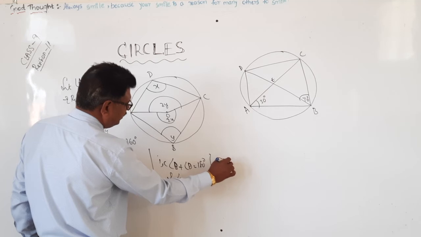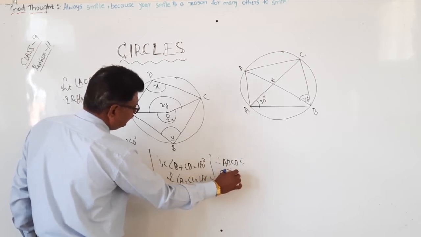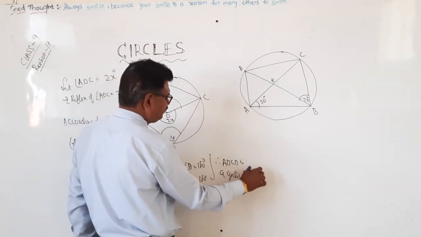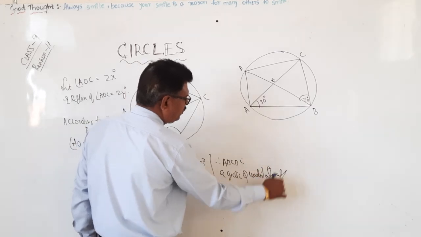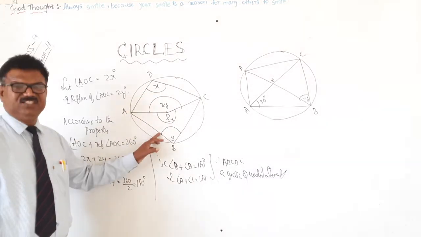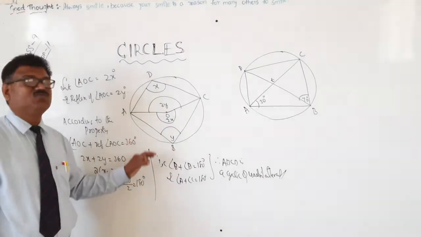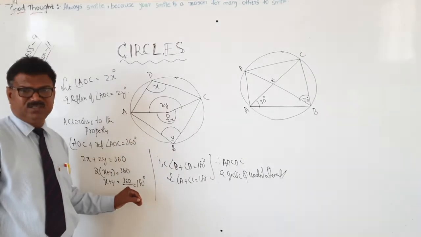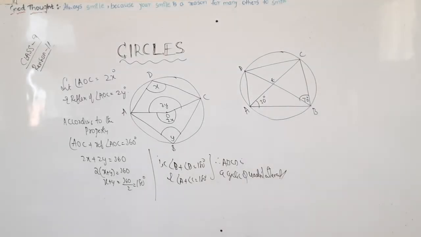Therefore, ABCD is a cyclic quadrilateral. Okay? If the sum of opposite angles is 180, then this quadrilateral is known as a cyclic quadrilateral. Did you understand? So we have to do it like this. Okay, please take down this. This theorem is very, very important.